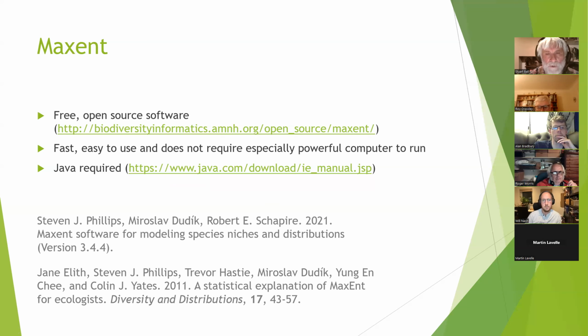I've given here two pretty essential references. Phillips, Dudík and Schapire's paper, which gets constantly updated as new versions are produced, and a really good paper by Jane Elith and Phillips, who's the author of Maxent, and others, on an explanation of Maxent for ecologists. And if anybody wants to get into this, I would really recommend reading that paper. It is very, very useful. I keep a PDF available and refer to it quite often.